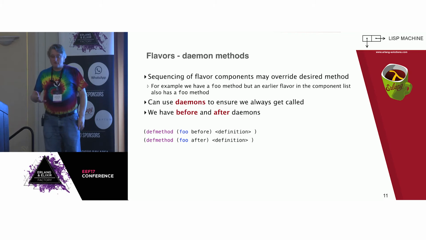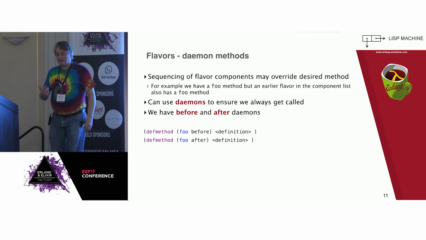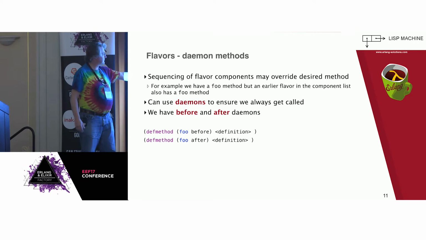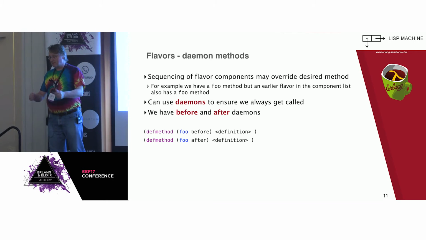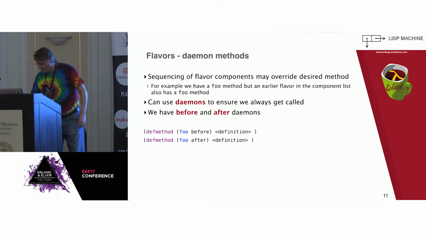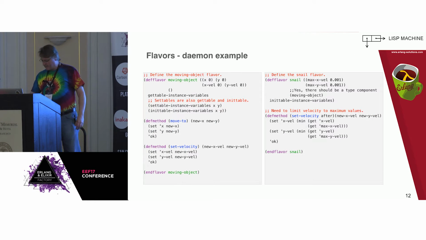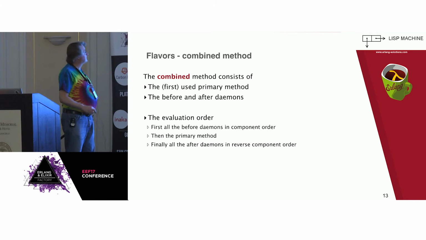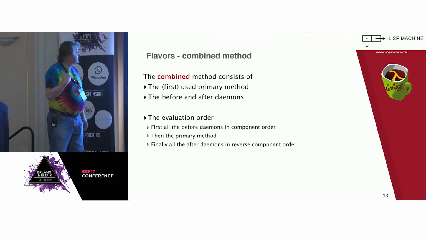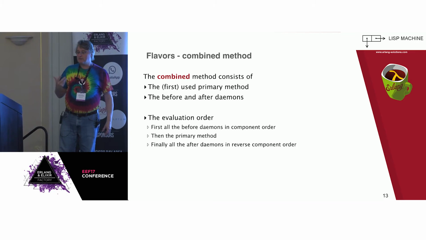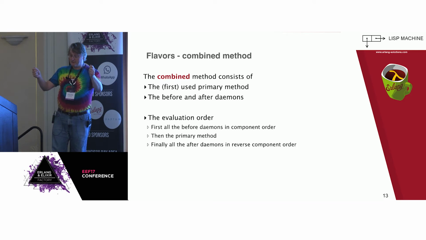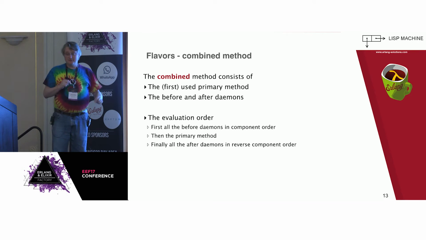And I can create before and after daemons for each method I want to. So I can define a method here as foo, it's a before daemon. Here's a foo and an after daemon, again with definitions, same number of arguments, etc. Now what happens when I define daemons is, if we have an example here, we'll go there first, then go back. When you're creating the flavor, for each method, you'll create what's called a combined method, which contains the primary method, which is the first one in the list of components, and before and after daemons.